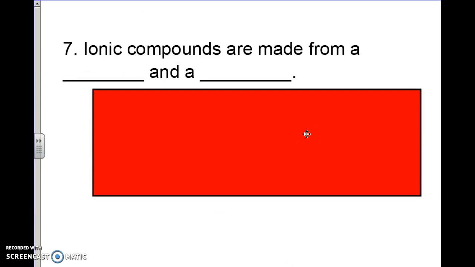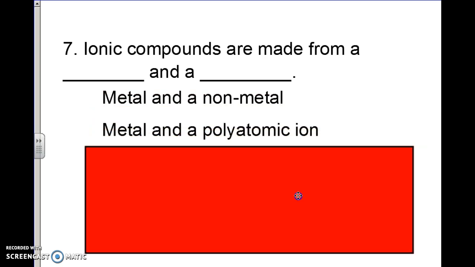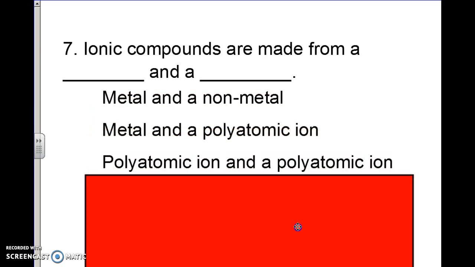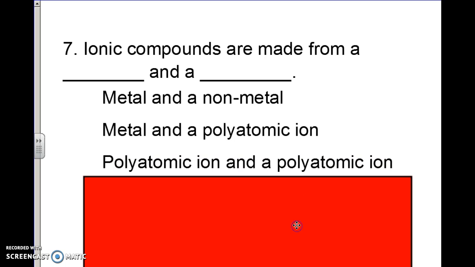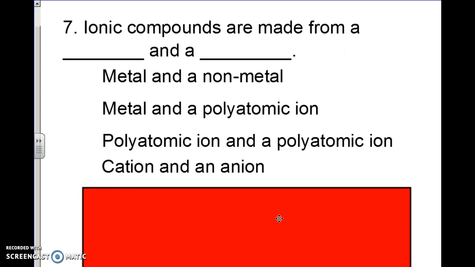Ionic compounds are made from a metal and a nonmetal, a metal and a polyatomic ion, a polyatomic ion and another polyatomic ion, or you could write cation and anion. Again, stop the video so you have time to write in these items.